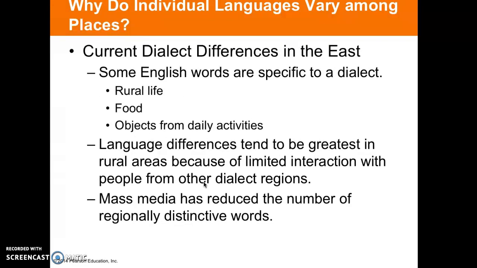And then within the East, we have some dialects that are specific. They have words that are specific to a dialect. And words that are specific to a dialect usually refer back to things like living in rural areas versus cities, differences in food and objects from daily activities. It's harder to find some regionally distinctive words because we have mass media and globalization of communication. And so there's not as many differences as there once were.